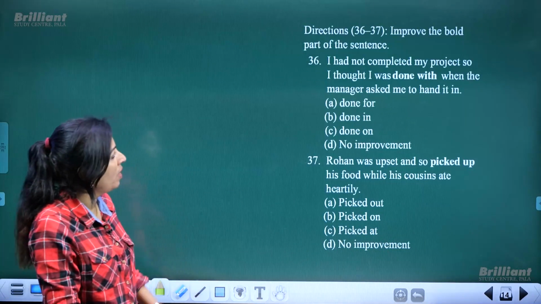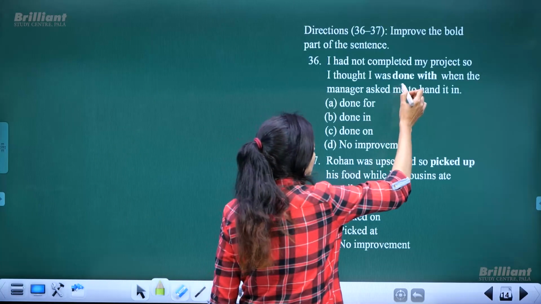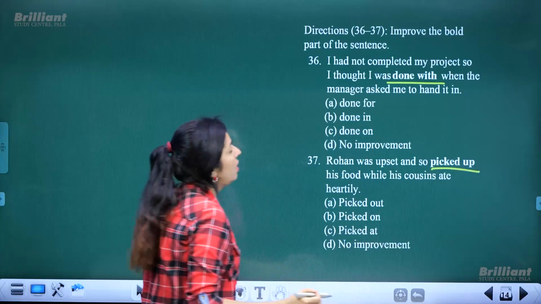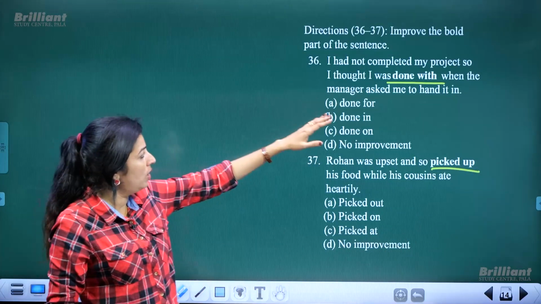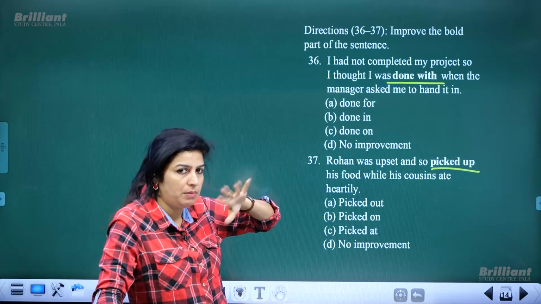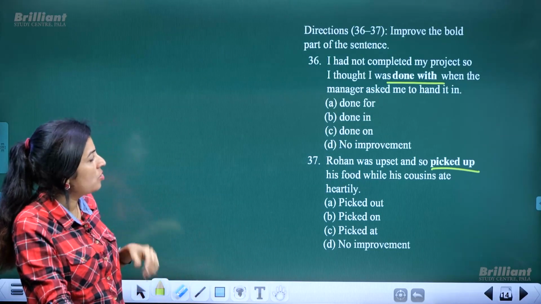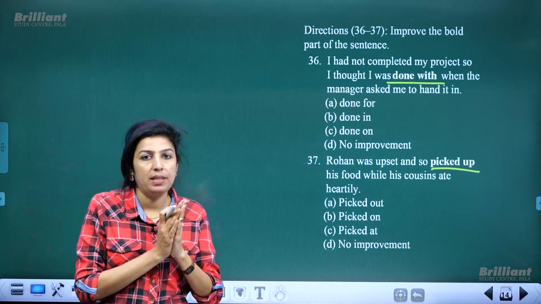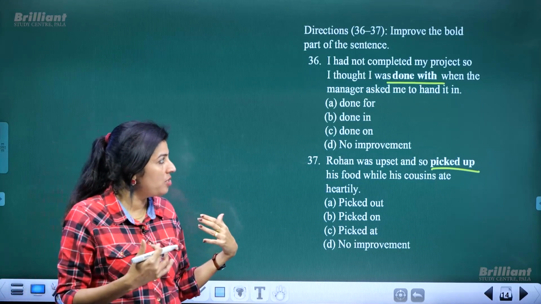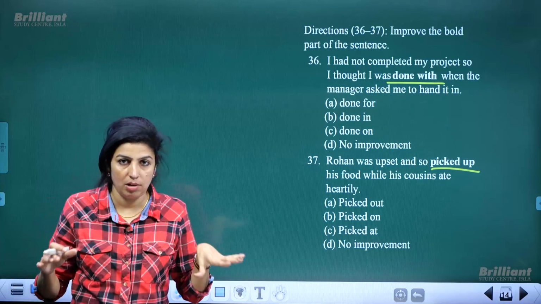Next is, improve the bold part of the sentence. That means this is to be substituted. "I thought I had not completed my project, so I thought I was done with, when the manager asked me to hand it in." So the intention of the speaker is, since I did not complete the project, and when the manager asked me to submit the work, I found myself in total trouble.